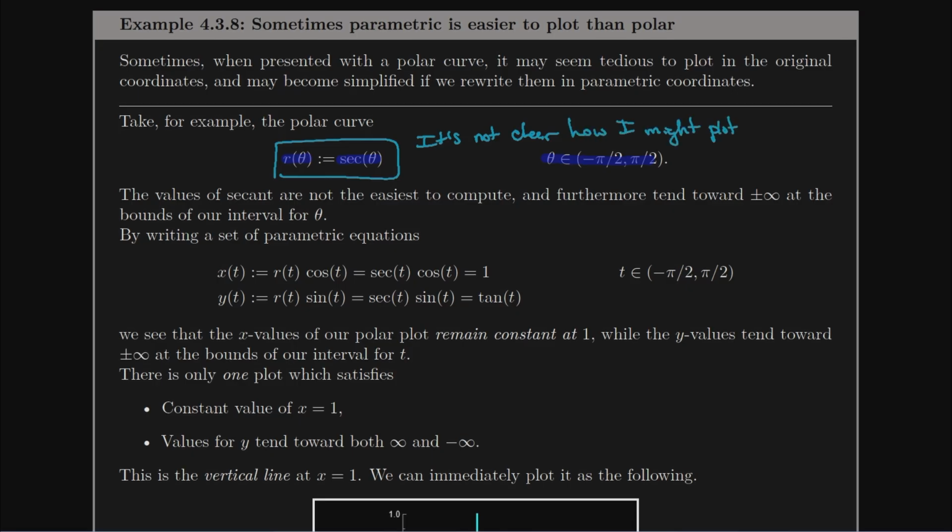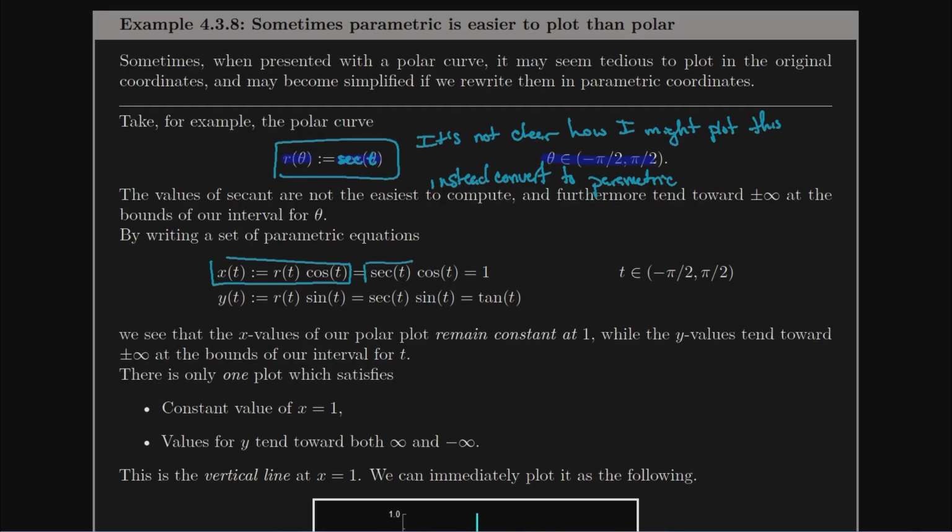I mean, you could certainly grab some values in theta and connect the dots. But you would see if you just go through the work of converting it to parametric, then a lot of things simplify. So let's convert to parametric. And let's recall how we do that. Well, we just let x be r cosine of t, r being secant. We're going to replace theta with t in this case.